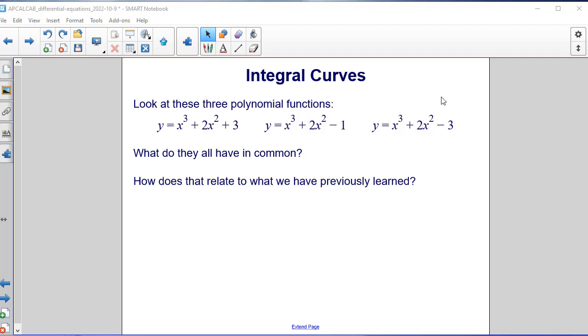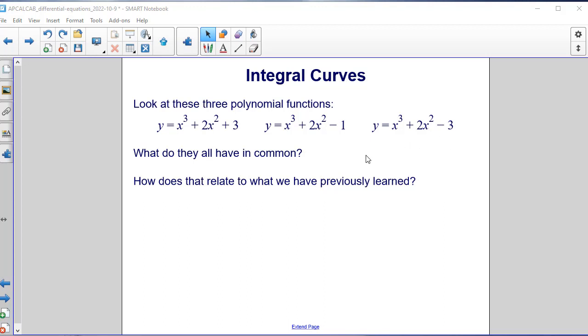In this topic we're going to talk about integral curves. Let's look at these three polynomial functions. Y is equal to x cubed plus 2x squared plus 3. The second being y is equal to x cubed plus 2x squared minus 1. And the third, y is equal to x cubed plus 2x squared minus 3.